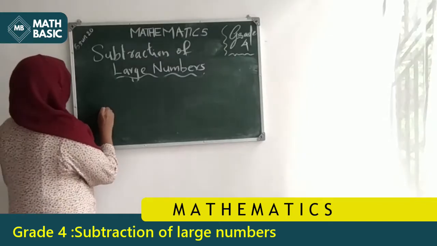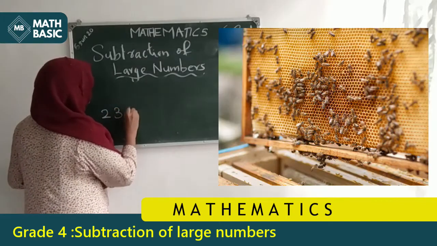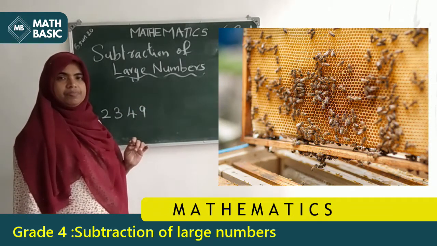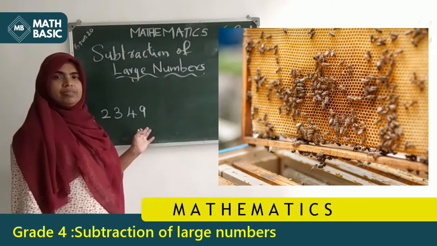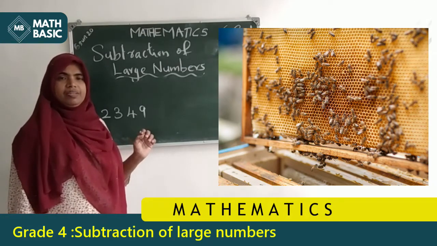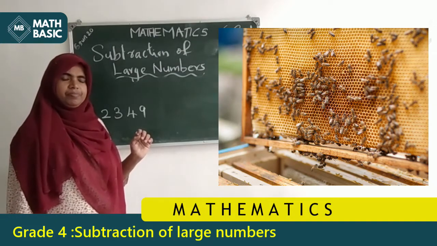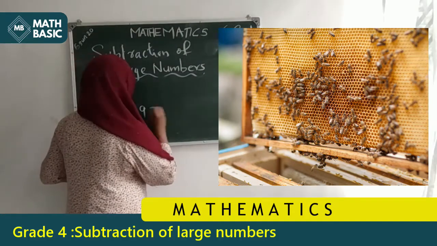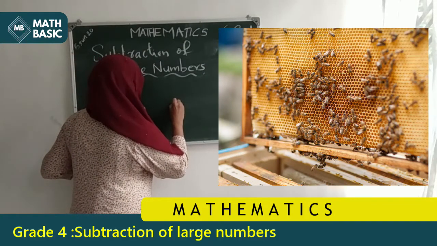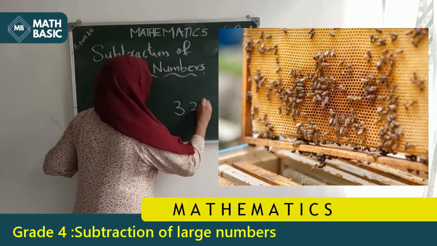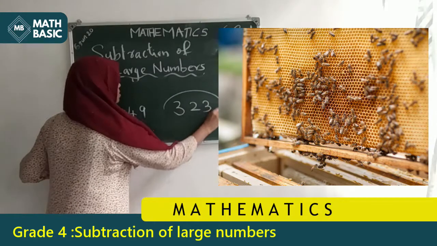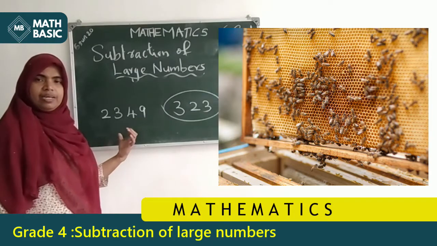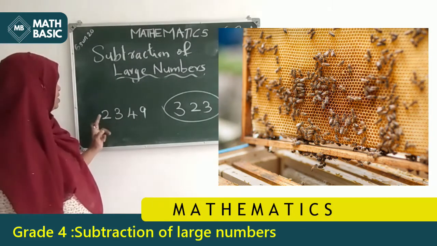In a beehive, 2349 honeybees. See, two children made them fly. Then it flew over. See how many flew over? 323 flew over. Then how many honeybees are left over in the beehive?